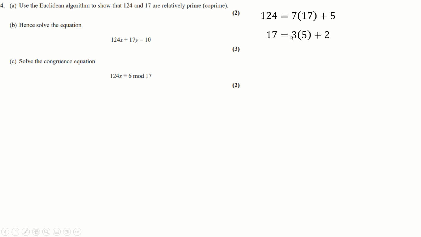Of course, you can do this without a calculator now. 17 is 3 times 5 plus 2. And then put the 5 here, sorry, and then that's 2 times 2 plus 1. And so the GCD is 1. You can finish up if you want to, though you don't really need this line at all.